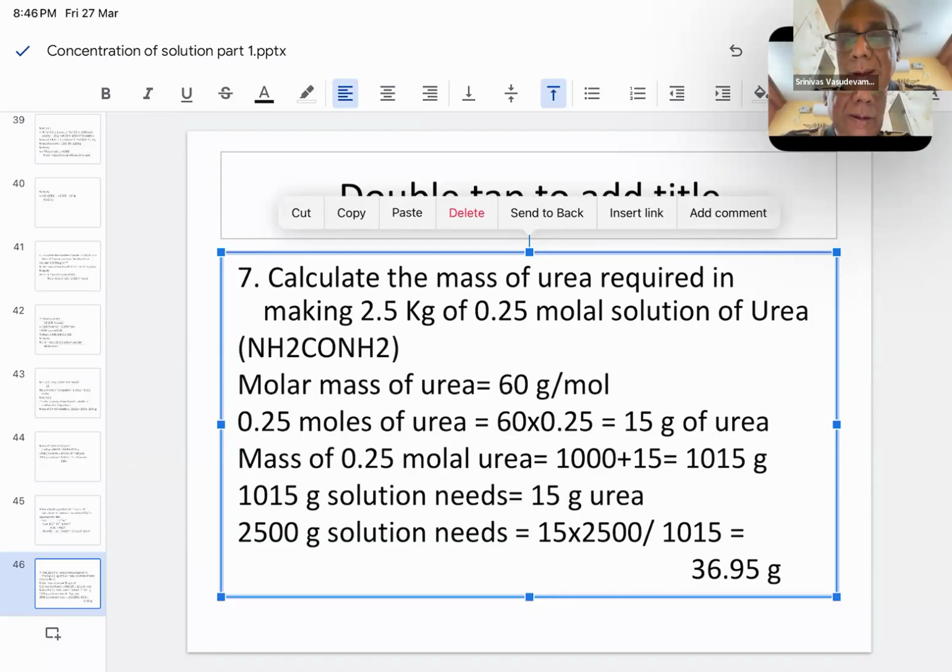Okay. The next class, lecture 3, we'll see Henry's law, application of Henry's law, and numerical based on Henry's law here. We'll revise and we'll see the Henry's law, application of Henry's law, numerical based on Henry's law.